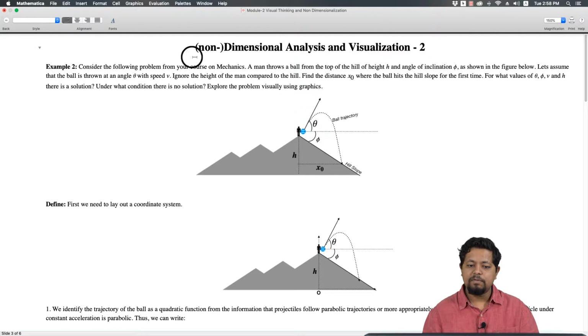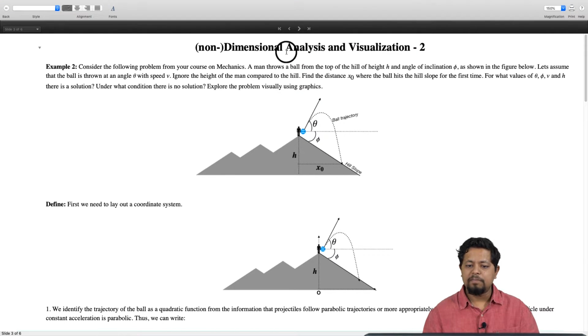Coming to the second example of non-dimensionalization and visualization, let's consider this problem. You may have seen this problem before from your course in mechanics, but if not, doesn't matter. It's a simple enough problem to solve, and we will take it up as our next problem.